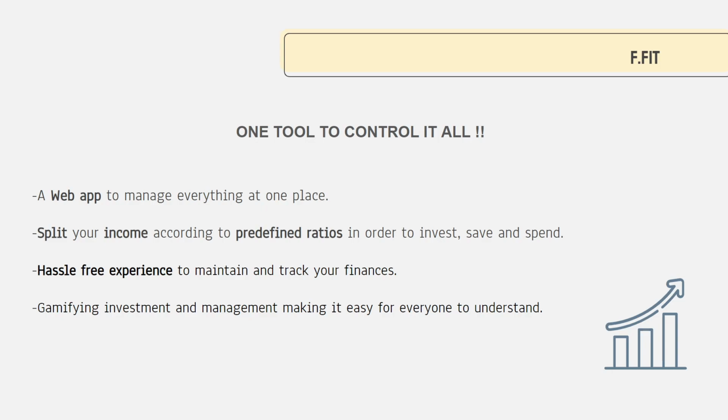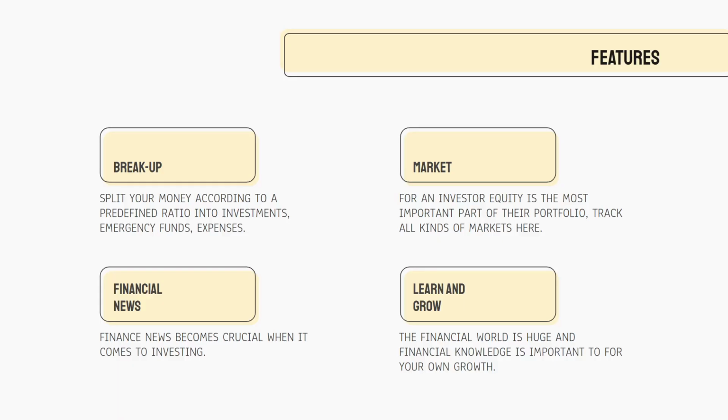FFIT is a web application that can help you split your income into predefined ratios so that you can invest, save and spend your money. So what are the features of FFIT? FFIT has the feature of breakup, where your income is split into investment, emergency funds or expenses.